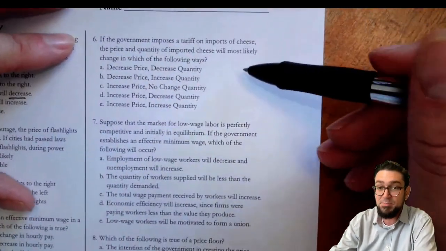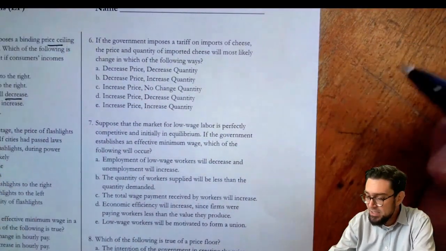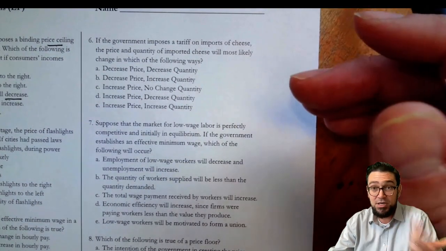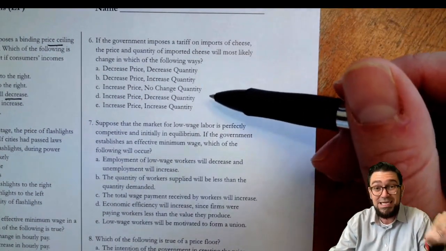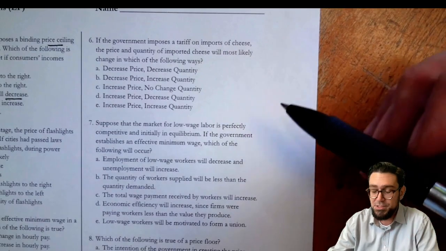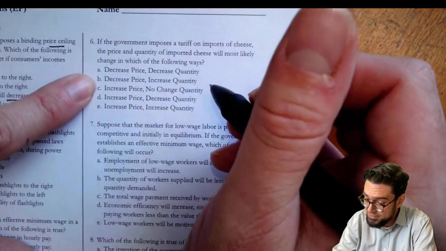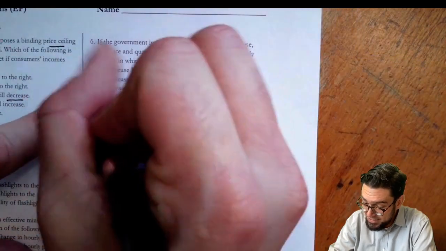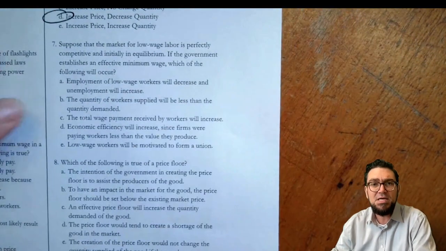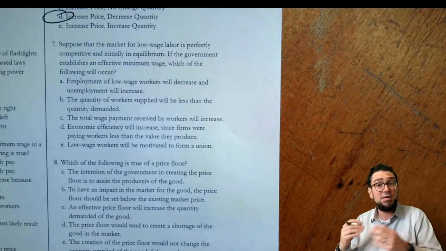Number 6, if the government imposes a tariff on imports of cheese, well, higher taxes are going to lead to obviously higher prices, and it's going to decrease that quantity, just like we saw in the graph a few minutes ago. So increase price and decrease quantity. Where do we see that? Increase price and decrease quantity. That's a D.